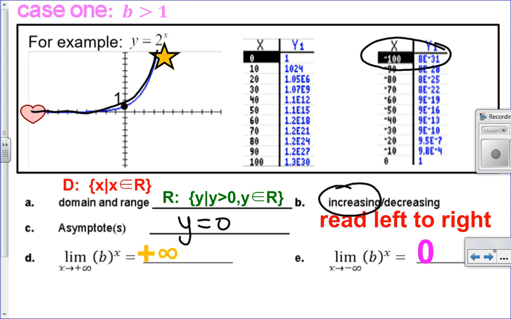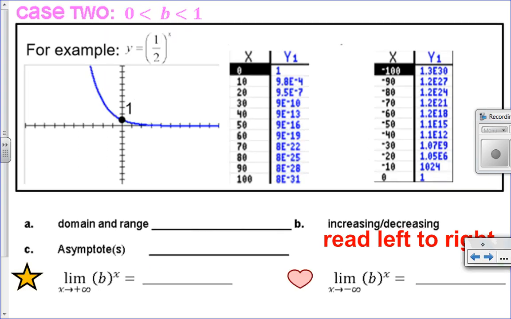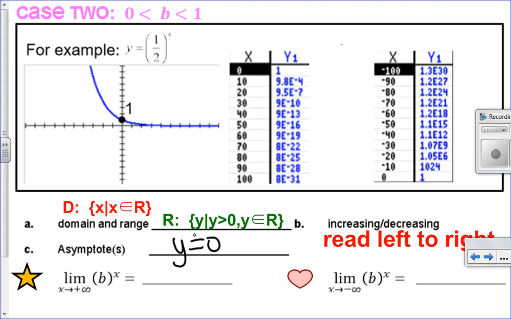Now the second case I want to look at is in between 0 and 1. For example, 1/2 to the exponent of x. So same thing with domain. There's no restrictions at all. I'm not dividing by 0 or square rooting a negative. When I talk about the range, you can see from the graph here and from the table of values, it will never truly reach 0. So the range is greater than 0 because there is an asymptote at 0.